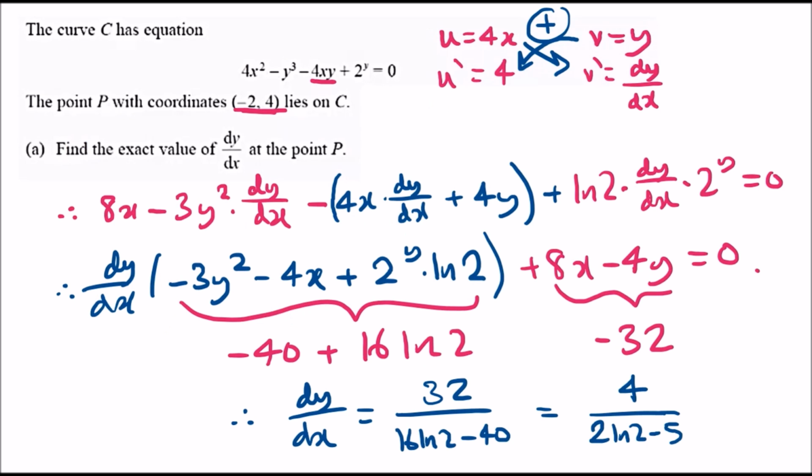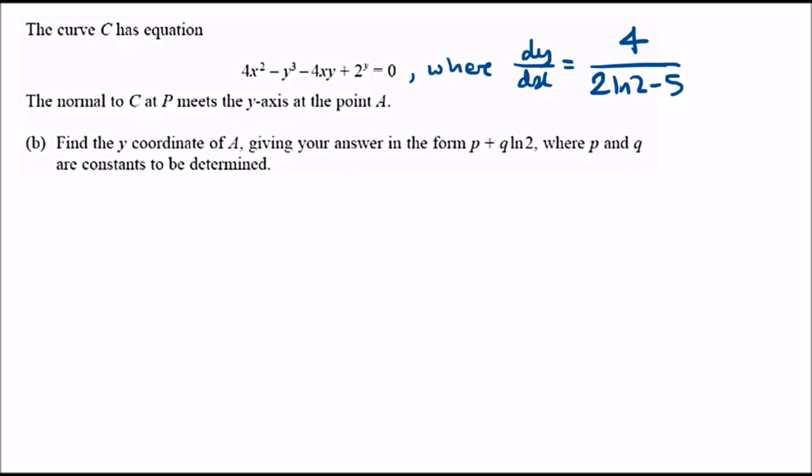But hey, let's move on to part B. Okay, here we are, guys. So, part B now. The normal to C at P meets the y-axis at the point A. Okay, so we're going to have a negative reciprocal gradient. Find the y-coordinate of A, giving your answer in the form p plus q log 2. So the bottom line is the normal to C at point P.